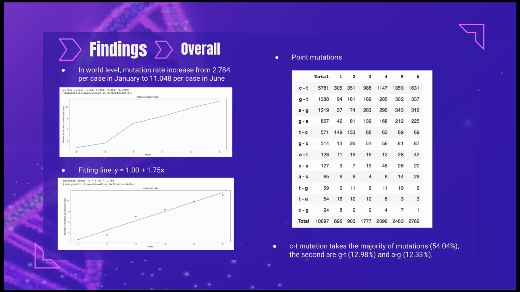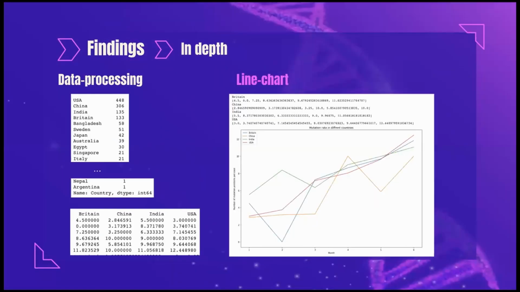Considering the point mutations, C-to-T mutation is the most advantageous mutation, taking more than 50%. We could see it as a favorable change for the virus. In further analysis, I decided to focus on individual countries. After data processing, we picked 4 representative countries, which are the USA, China, India, and Britain.